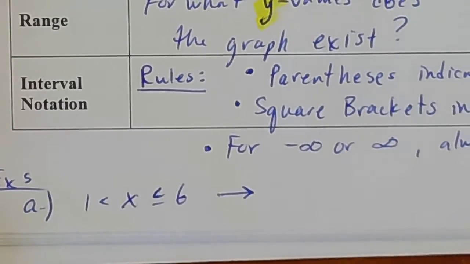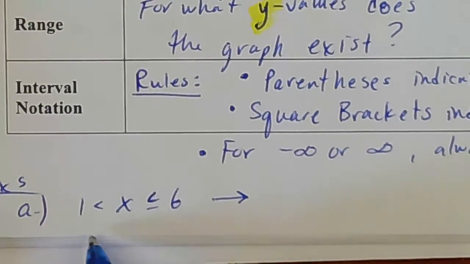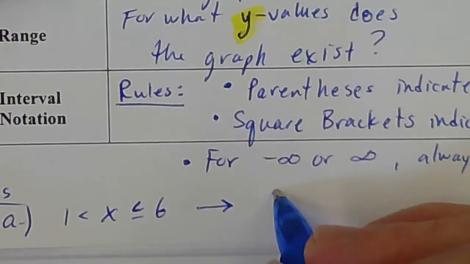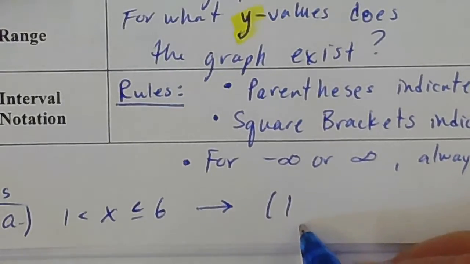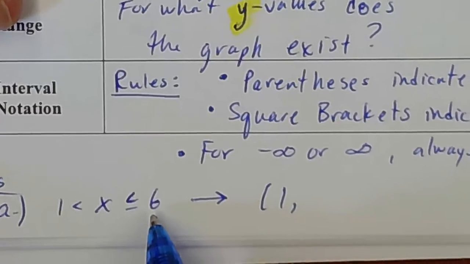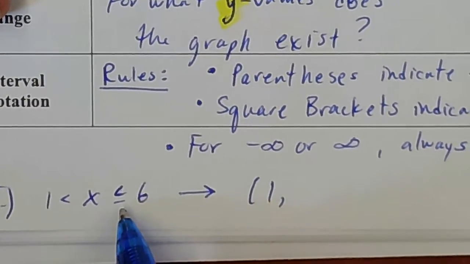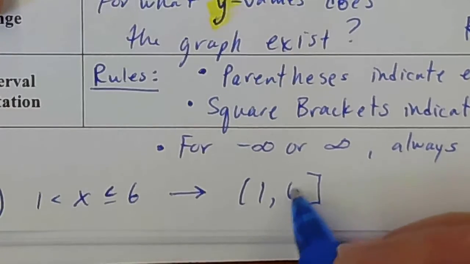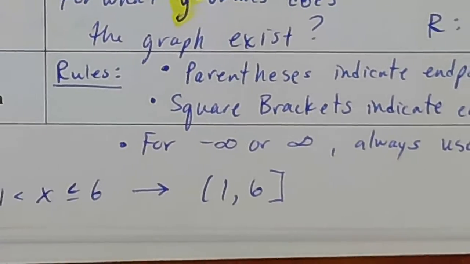So interval notation always goes from least to greatest. And I don't want to include that. This says X is greater than 1, not including 1. So I need to use parentheses for that. So I'm going to do parentheses 1, comma, and then the endpoint of 6 is included. Okay, less than or equal to. So when I put 6, and now I need a square bracket to indicate we're including that endpoint. Okay.